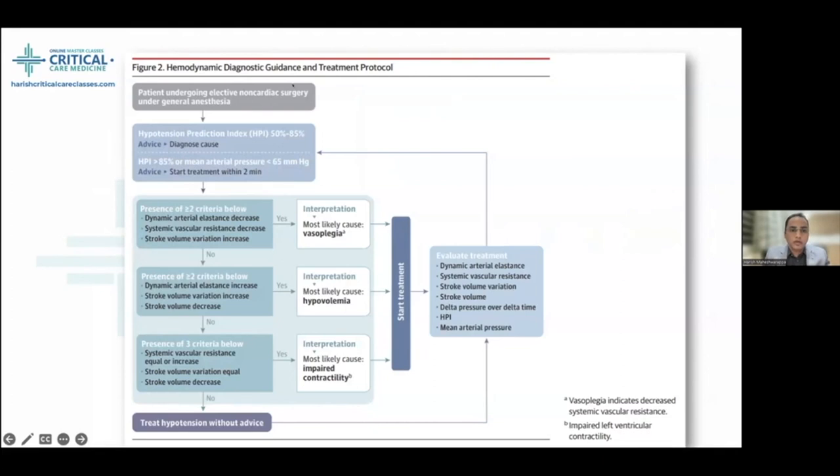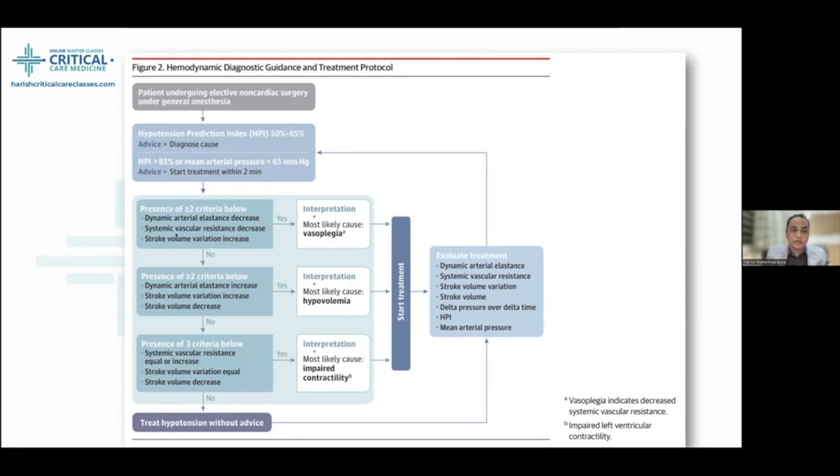So basically, if you incorporate all these things, how can we troubleshoot using this Acumen IQ hypotension prediction index? For a patient undergoing elective non-cardiac surgery, this is one of the algorithms which has been used in the published data. Under general anesthesia, we got an HPI between 50 to 85%. So the advice is to diagnose the cause, because we don't have too much concern of developing hypotension, as the value is somewhere between 50 to 85%. But if HPI is more than 85% or MAP is already less than 65, meaning already in hypotension, start treatment within 2 minutes. We need to start troubleshooting.